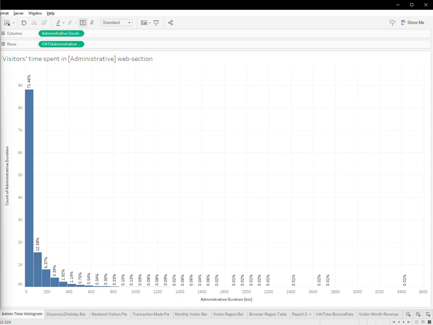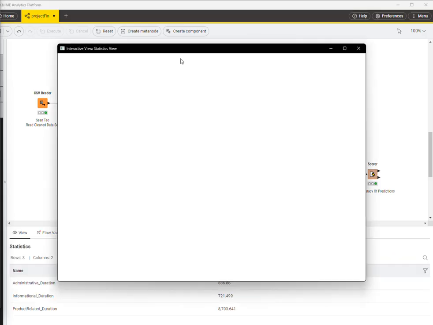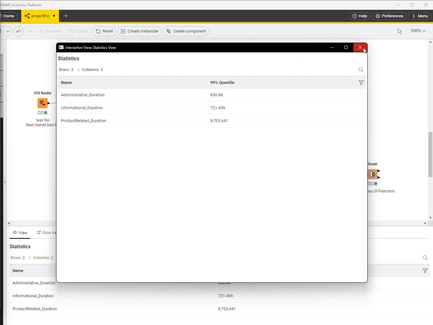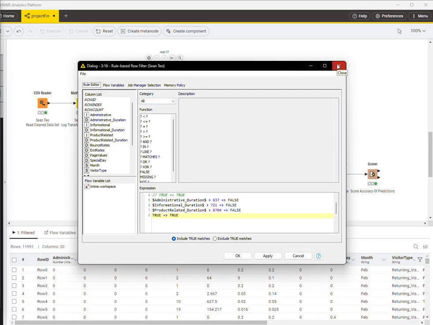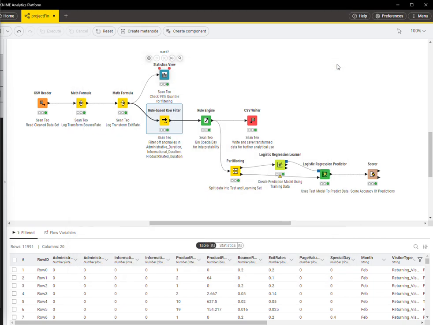So I used the statistics view node to look at the 99th percentile of these variables and used the rule-based row filter to filter them off at this 99th quantile, so that I can filter off the anomalies without losing the useful data as much as possible. I lost 337 rows of data, going from 12,328 to 11,911 rows, but decided that this was necessary to create a more concise and relevant data set, which will give me more useful data analysis on typical user behavior.